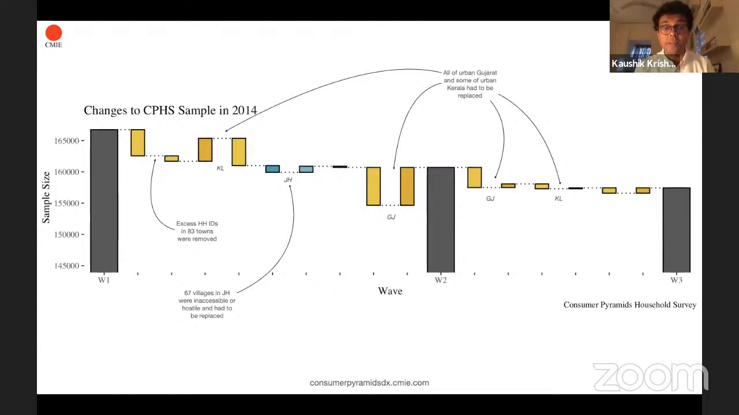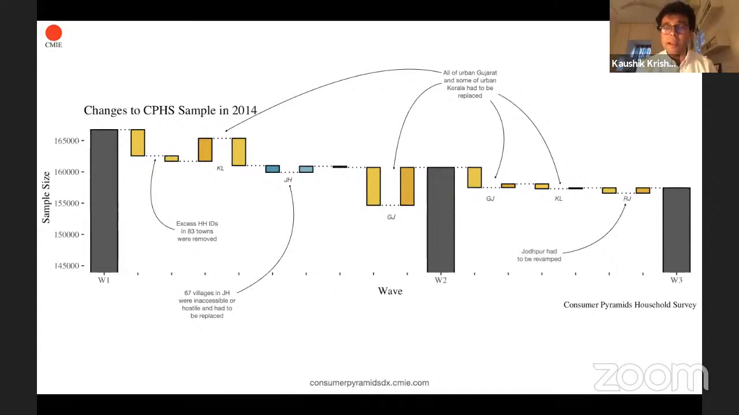So you can see that effect both in the transition from wave 1 to wave 2, where we cut down on the urban sample in Kerala and in Gujarat. Kerala was less pronounced compared to Gujarat. And then we create a new sample of households for both of those states. And that happens in wave 1 in a much larger way compared to wave 2.